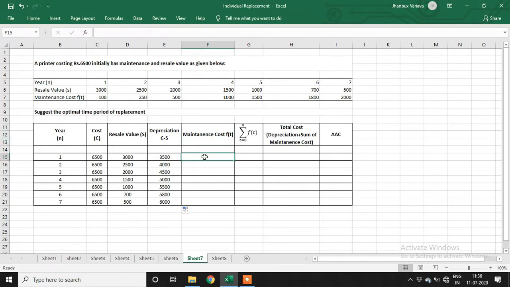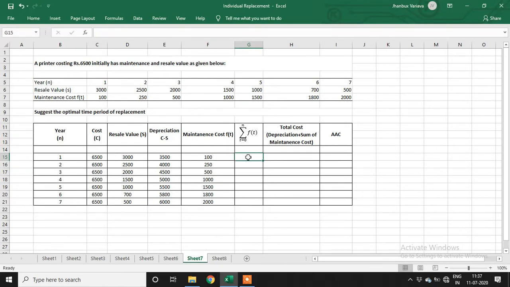Now this maintenance cost is already given in this particular data. For the first year it is 100, you can take the value from over here. Second year it is 250, third year it is 500, fourth year it is 1000, fifth year it is 1500, sixth year it is 800, then for the seventh it is 2000. Okay, so it has already been given to you over here. Now this is the sum of the maintenance cost from 0 to the 7th year.